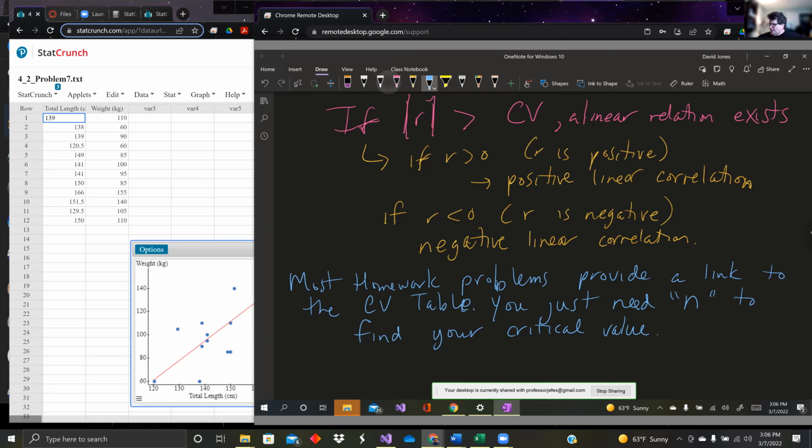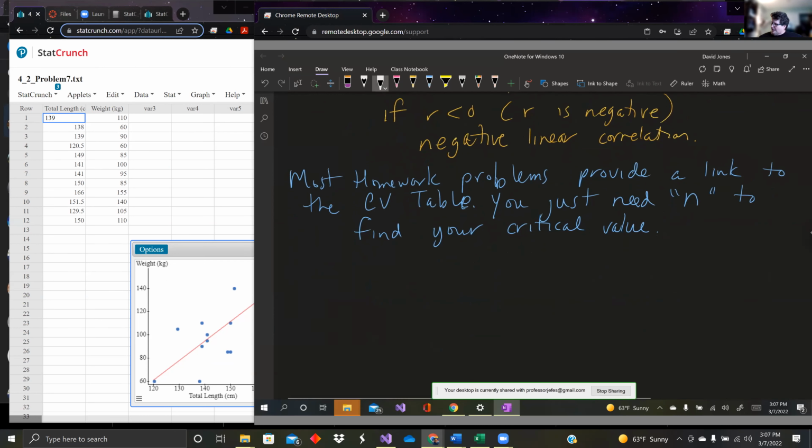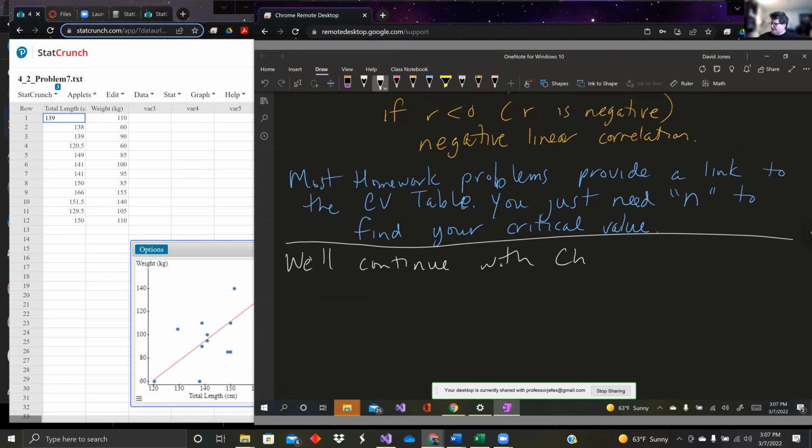I think I'm going to pause the chapter 4 lesson here. We'll continue with chapter 4 after the midterm, and we'll do more stuff with this. We'll use the critical value, and we'll follow with that example further there.